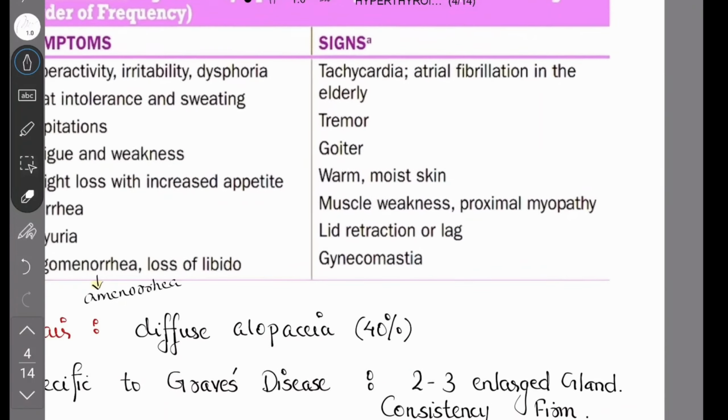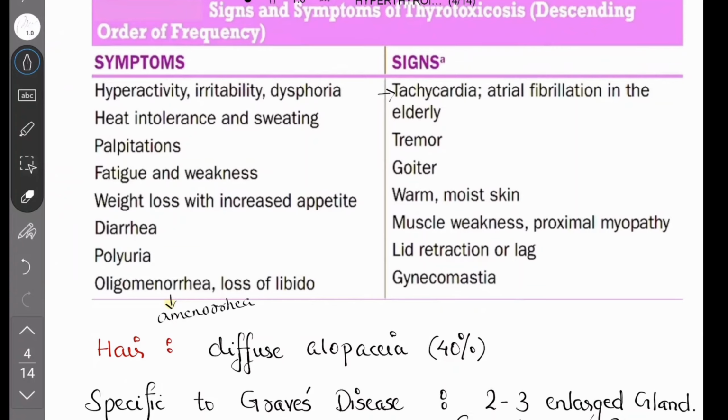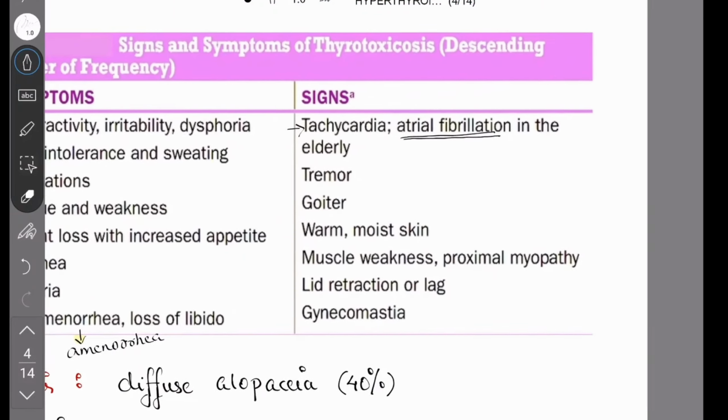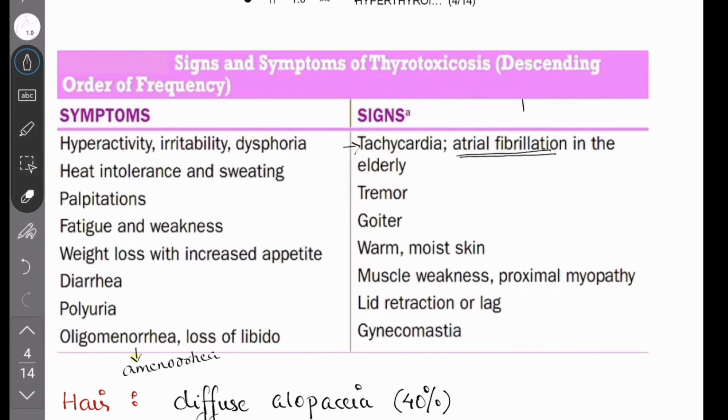Next, the cardiac features are tachycardia and AF in elderly patients. You see that it can also cause SVT. Due to this cardiac problem, there can be high output cardiac failure, which can present with a bounding pulse. Such things can occur, bounding pulses.